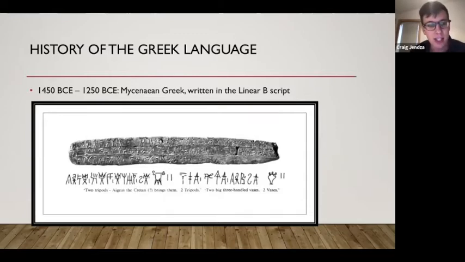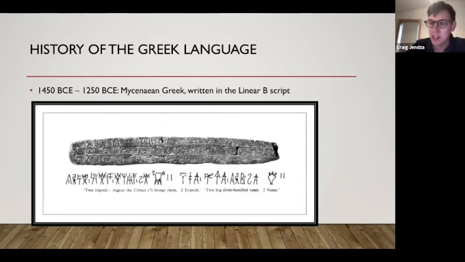And so this is a tablet. It says 2 tripods. Aegis, the Cretan, brings them: 2 tripods, 2 big 3-handled vases, 2 vases. It's very exciting stuff. Okay, it's just a list of things. But when the very first scholars found these out of the ground, they looked at the end, and we've got this thing that says 2 vases. You can see these 2 tick marks at the end. That's the number 2. And the thing before it looks like a vase. So they figured, 2 vases, I guess.